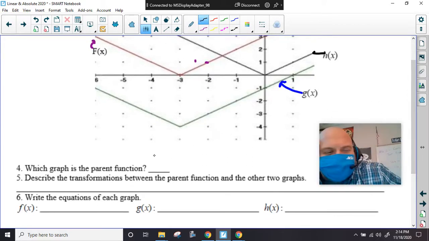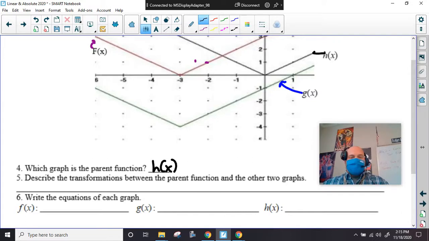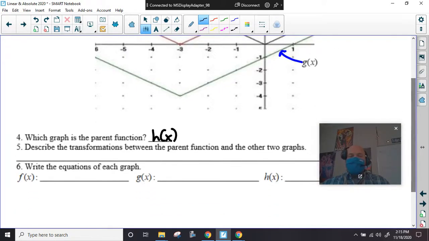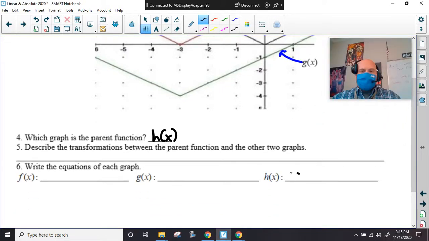All right. Which one of these is our parent function? Which one of these goes through the origin? Say it again. h of x. Yes. So that's h of x. Now, that's not going to have any transformations, so we don't have to worry about that right here. Let's go ahead and write that equation. We should know that this is the equation for that parent function right there. That's our base model. Nothing's done to it. Remember, no leather seats, no heated steering wheel.